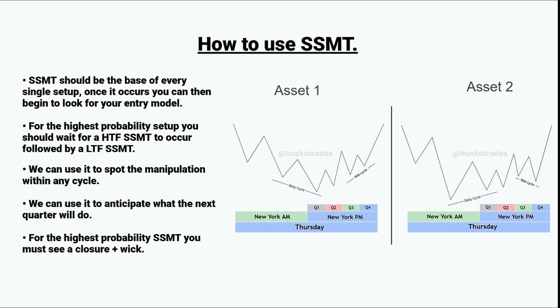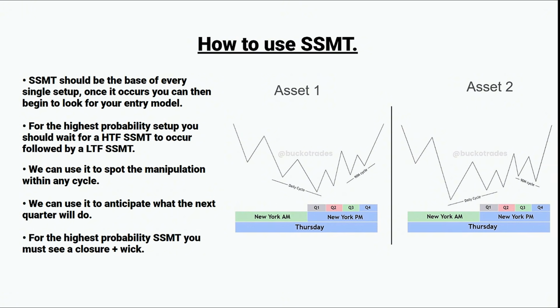So this is how to use sequential SMT and how to apply it to your trading. Sequential SMT should be the base of every single setup. Once it occurs, you can then begin to look for your entry model. But if we have no sequential SMT present, you should not be looking to do anything. For the highest probability setup, you should wait for a high time frame sequential SMT to occur, followed by a low time frame sequential SMT.